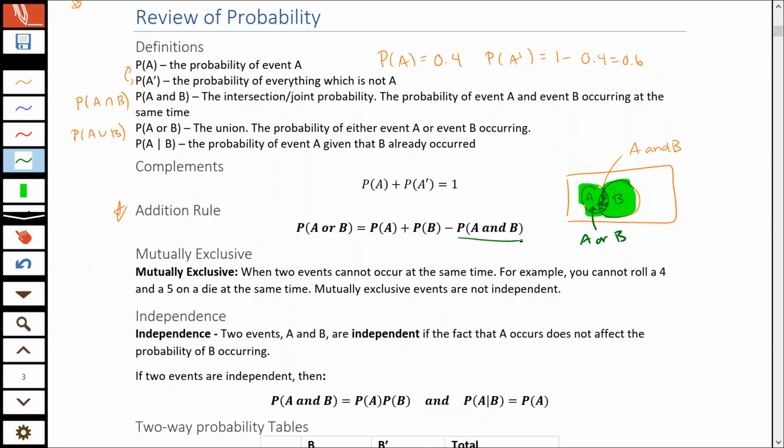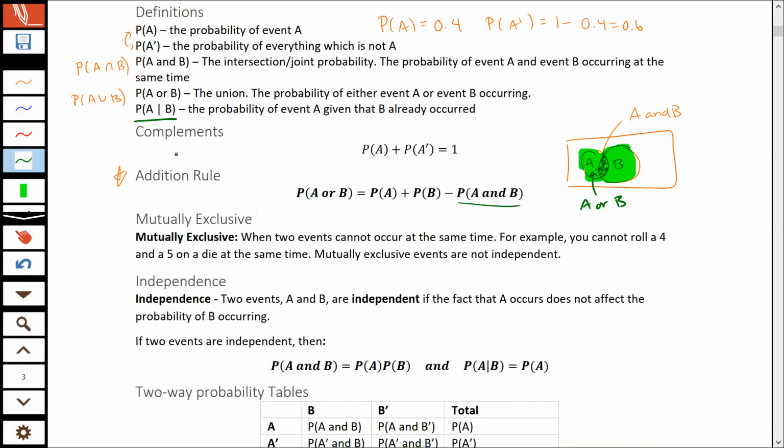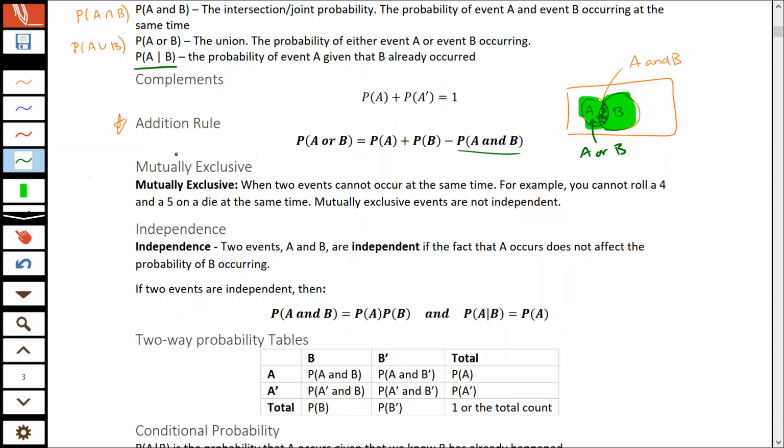Another important piece of notation, especially as we get into Bayes' theorem, is this probability of A given B. So this is just telling us that B already occurred. There's going to be lots of different formulas for that probability. So we want to remind ourselves a couple of key ideas here.